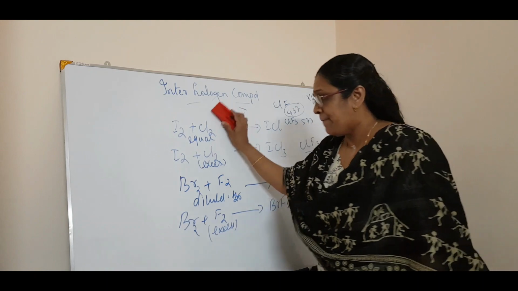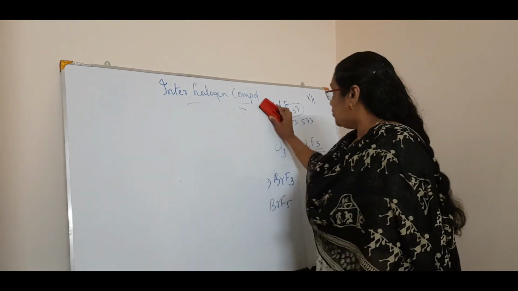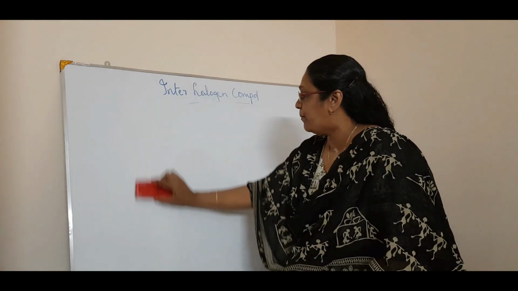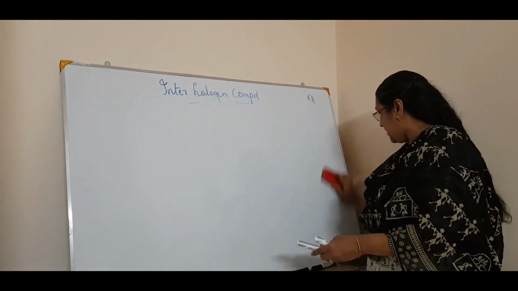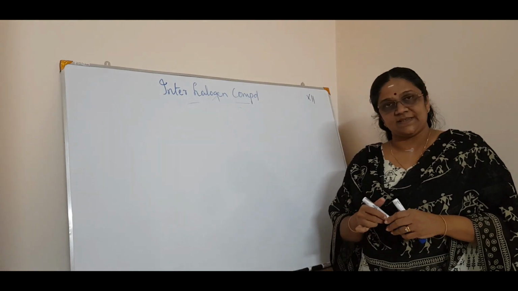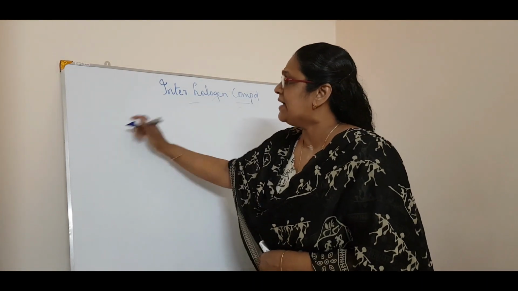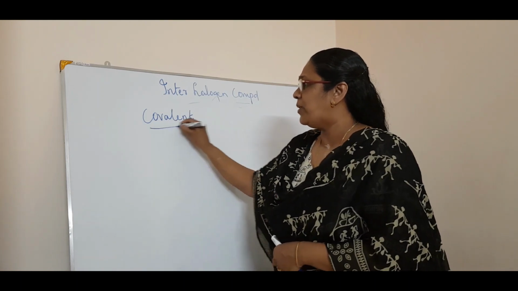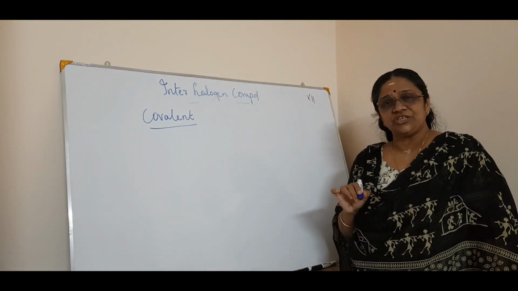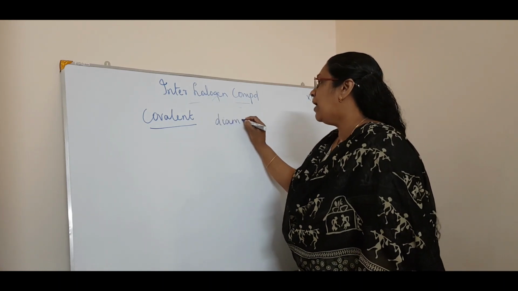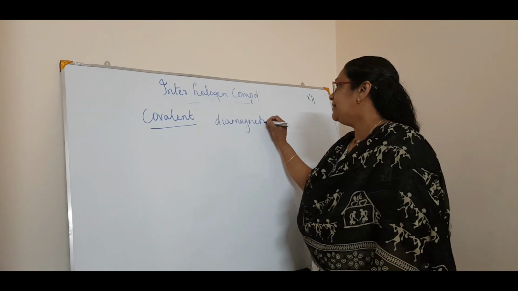It's easy. Now, coming to the properties. Interhalogen compounds mean two halogens having a direct combination under some conditions. Mainly these interhalogen compounds are covalent in nature. Sharing takes place, so they are covalent in nature, and almost all are diamagnetic in nature.